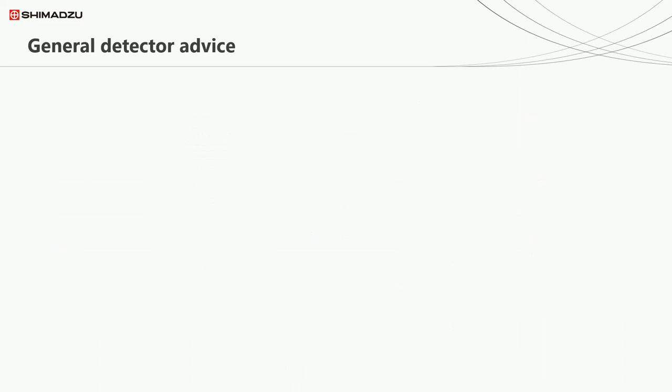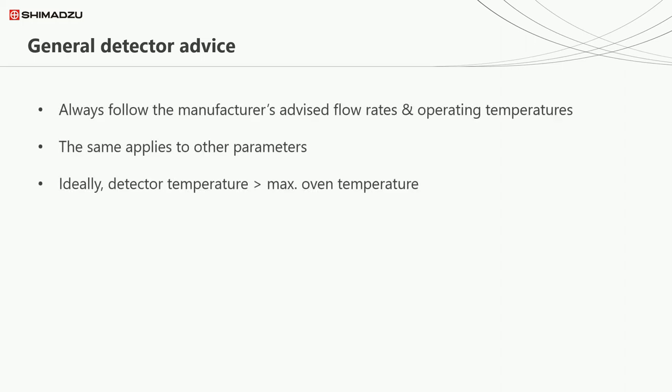As some general advice, when setting up your detector, always follow the manufacturer's instructions, especially regarding temperatures and flow rates. For some detectors, there'll be additional parameters too, so ensure you read the manual. In an ideal world, your detector temperature should be at least as high as the final oven temperature to prevent any cold spots in the system.